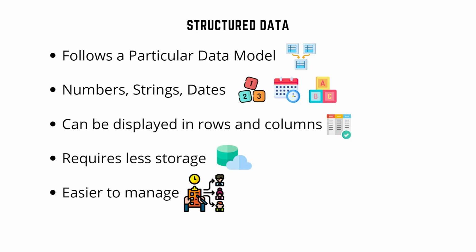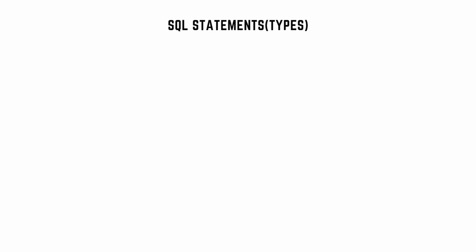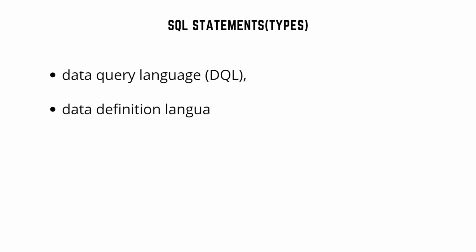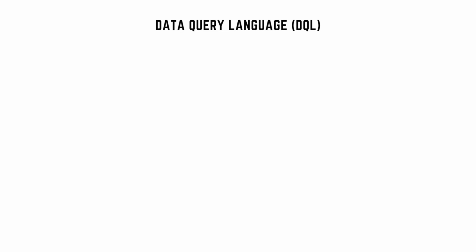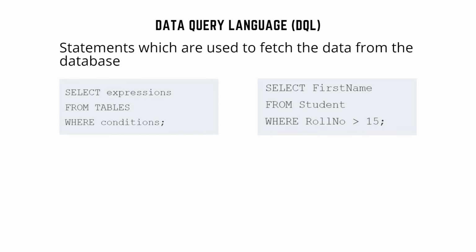Moving ahead, the next term is SQL statements. SQL statements are divided into sublanguages based on their functionalities. They are mainly divided into four sublanguages: data query language, data definition language, data control language, and data manipulation language. Let's go through them one by one. The first term we'll go through is data query language. Query basically means a question, and all the statements that are used to fetch data based on a particular question are known as data query language. SELECT is basically the only statement that is used for query.